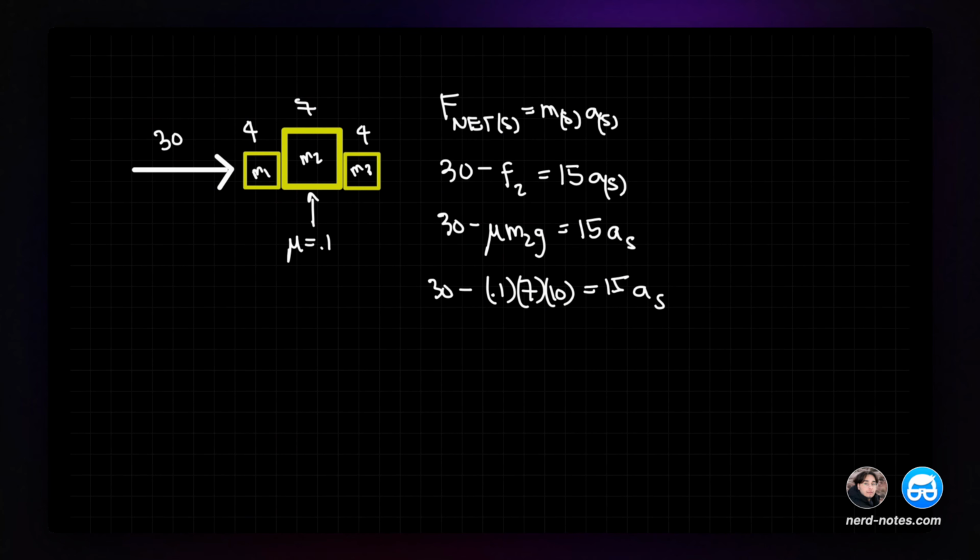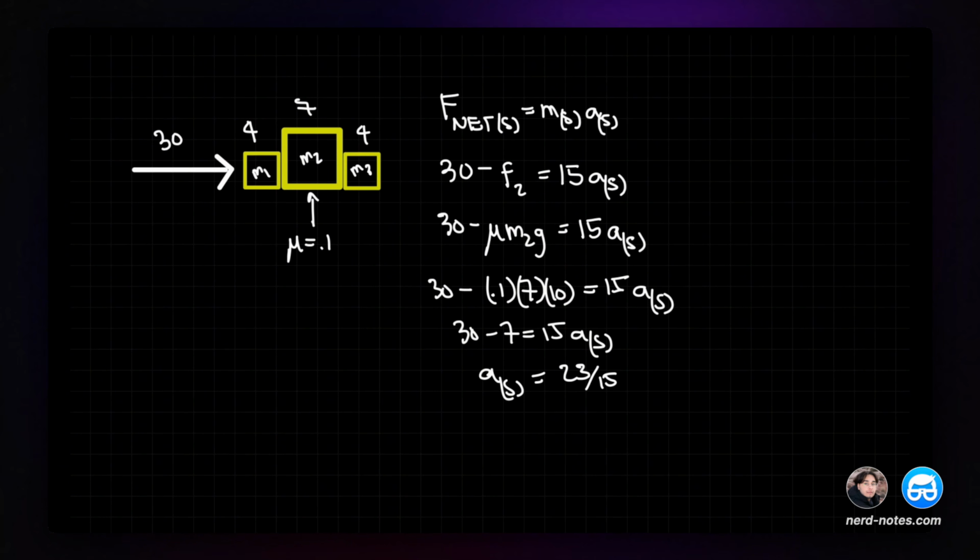So this one required a little bit more number crunching, but regardless, as you can see, there weren't too many steps. Really all you're doing is taking the force that pushes it minus the force that pushes it back, finding that net force, dividing by the total mass, and you're done. And so over here, it's going to be 30 minus 0.1 times 10, that's just 1. 1 times 7 is going to be 7. So 30 minus 7 is equal to 15 a. As our final step, the acceleration of the system is going to be equal to 23 over 15. Okay, cool. Now that we found the acceleration, we can go ahead and solve for that normal force.